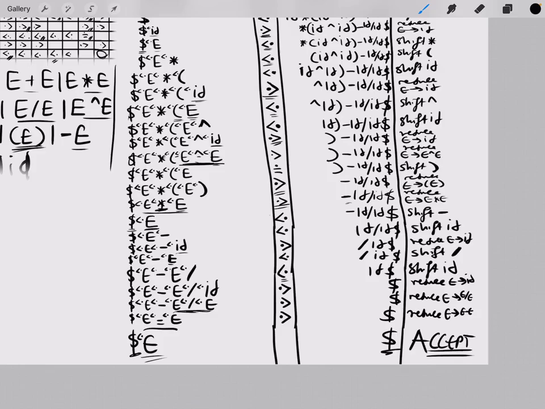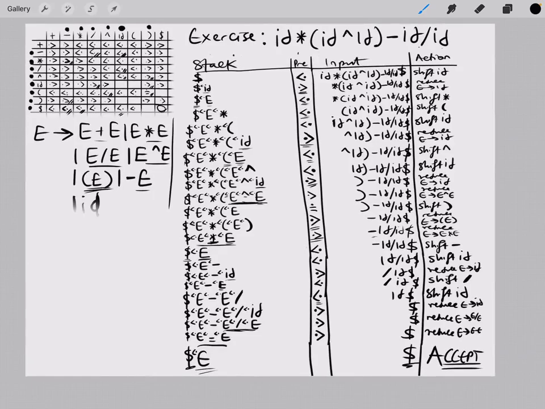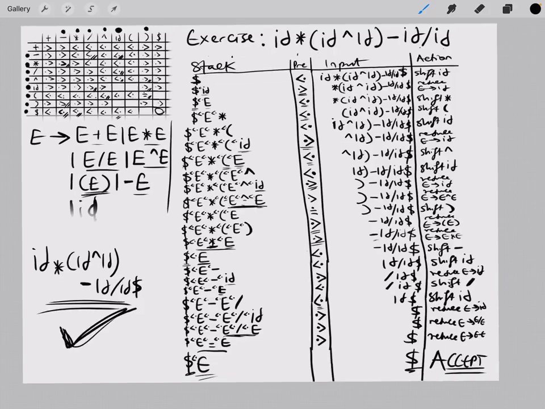So what did we just do? We just parsed the string ID star ID minus ID divided by ID, which might have been a pain if we had to solve it normally, but that checks out. We have performed the operator precedence on two questions now.